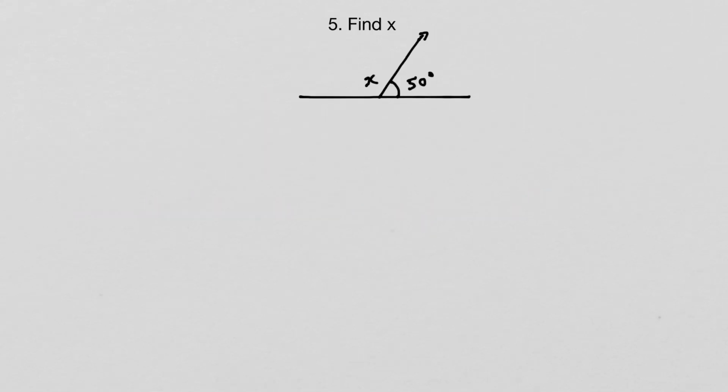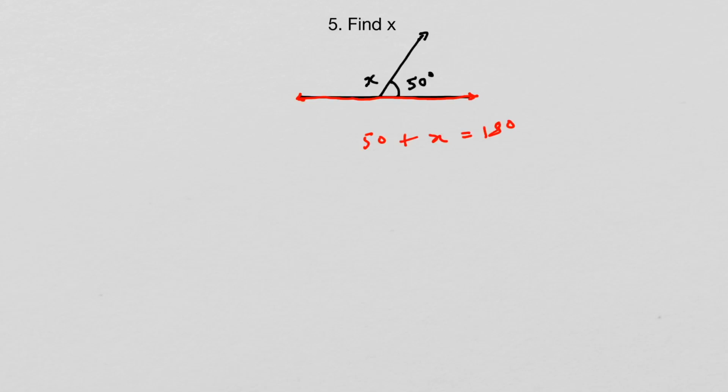Question 5. We are asked to find the angle x. To solve this, all you have to remember is that the angle on a straight line is 180 degrees. This is a straight line. That means if you add 50 to x, you will get 180. We can solve for x now.